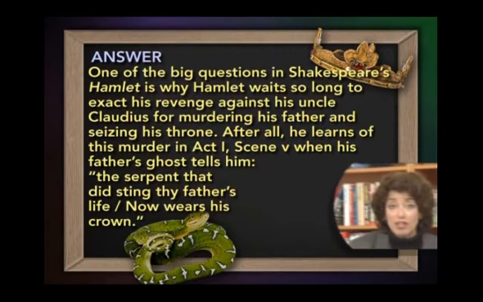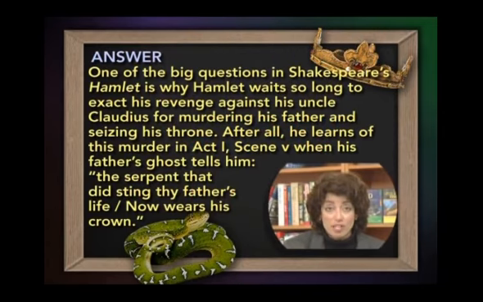Here's my answer. Now, again, keep in mind that my answer may differ from yours. One of the big questions in Shakespeare's Hamlet is why Hamlet waits so long to exact his revenge against his uncle Claudius for murdering his father and seizing his throne. After all, he learns of this murder in Act 1, Scene 5, when his father's ghost tells him, "The serpent that did sting thy father's life now wears his crown."